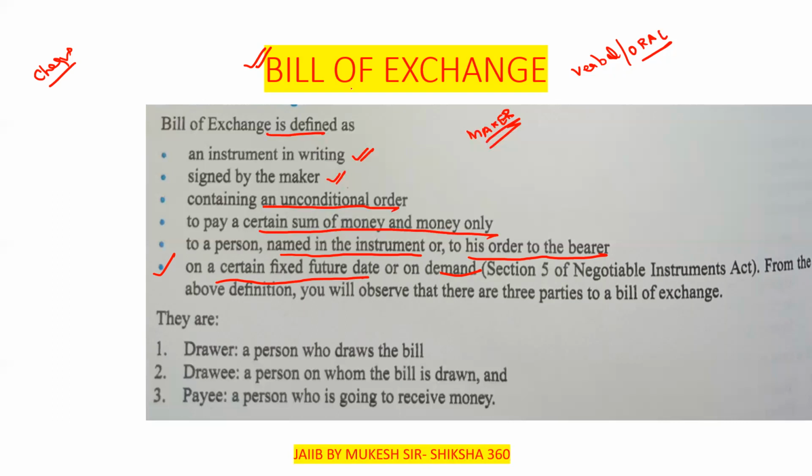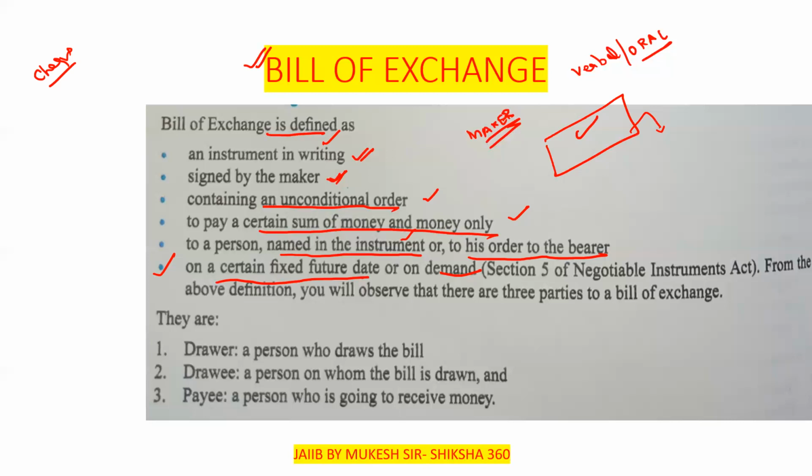So a bill of exchange is defined as an instrument in writing signed by the maker, containing an unconditional order to pay a certain sum of money and money only to a person named in the instrument, or to his order, or to the bearer. It also specifies when they have to pay: on a certain fixed future date, or on demand.